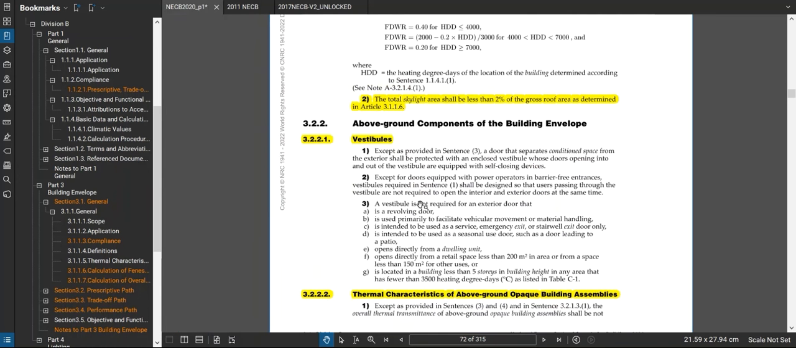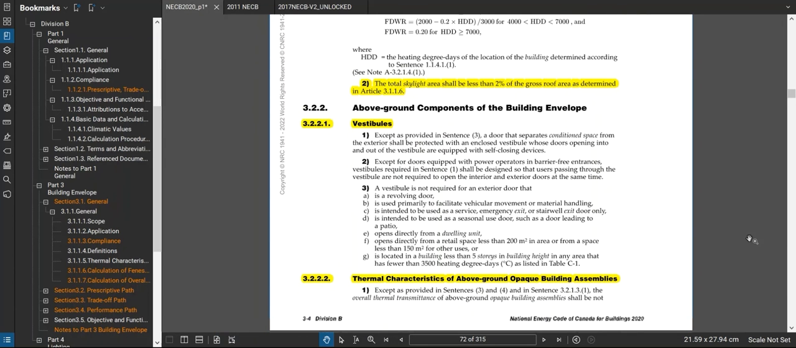Okay, so next we'll move into 3.2.2.1, which is vestibules. So this just tells you that you have to have some vestibules in certain areas, so not everywhere, but just read through that. Some vestibules are required. 3.2.2.2 is the thermal characteristics of above ground opaque building assemblies.